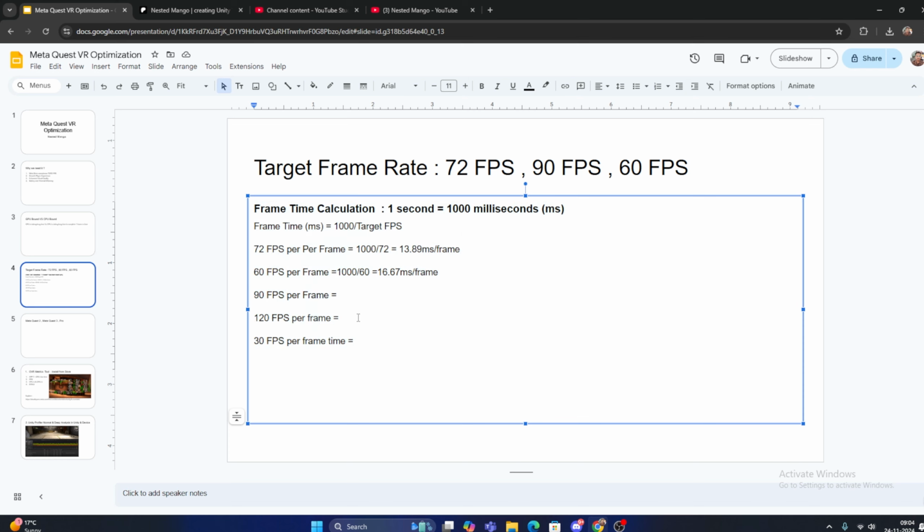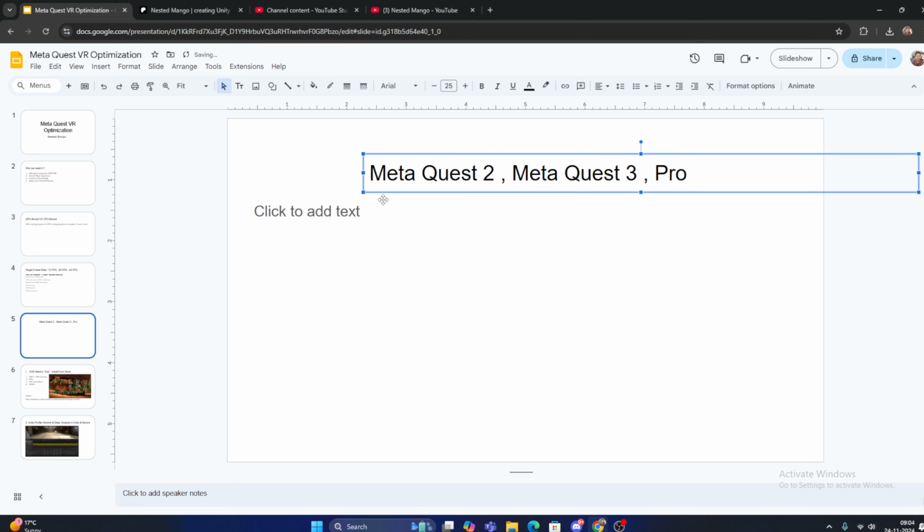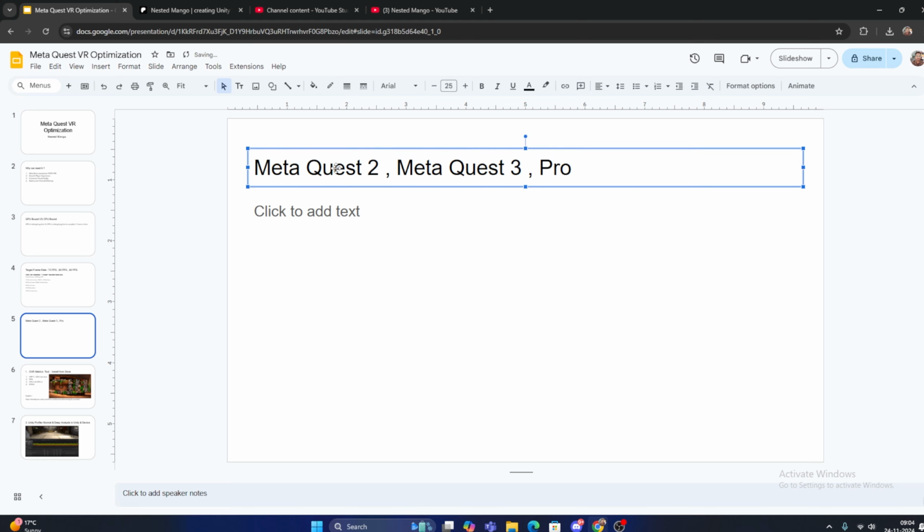So you have understood the basic thing. Now what should be your target device? If you are working with the MetaQuest, it may be MetaQuest 2, MetaQuest 3, or Pro. The device capabilities are really different. MetaQuest 2 is lower end, MetaQuest 3 is higher, and Pro is also higher.